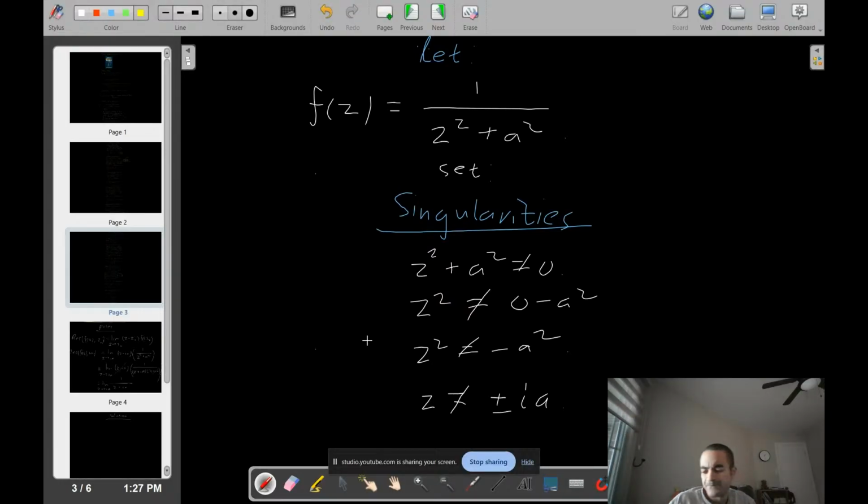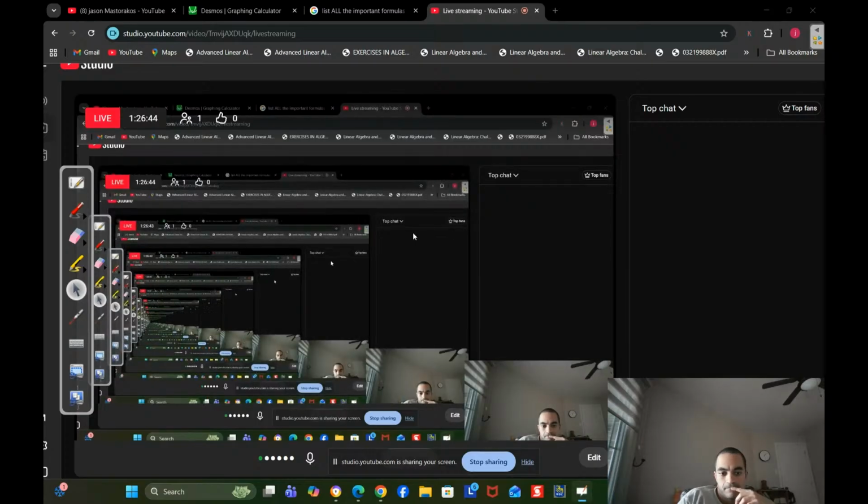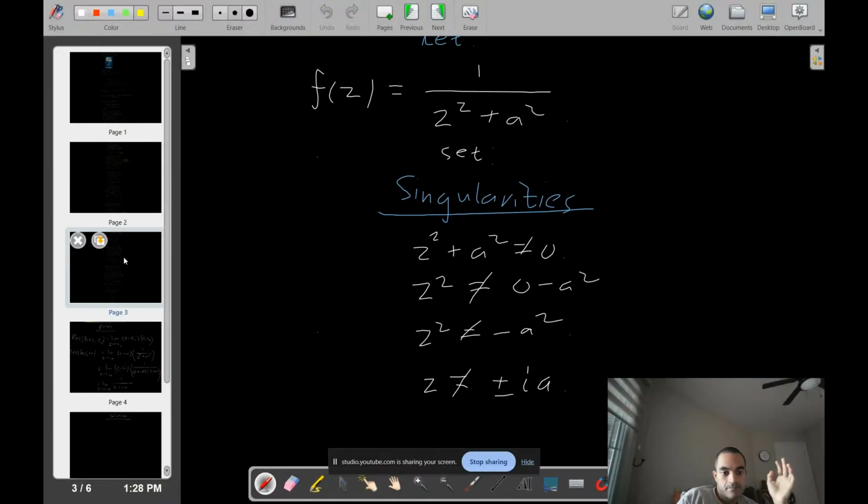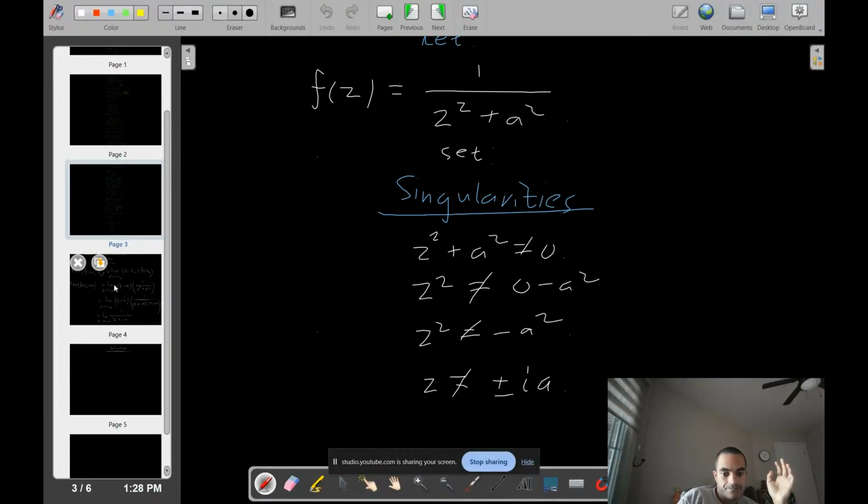Why is there an i there? Why did I put an i? Anyone know? After taking the square root, why did I put an i there? The reason for that is very straightforward. It's the square root of a negative number. So i takes care of it. So that's why I put that there. So we've gotten all of our singularities.